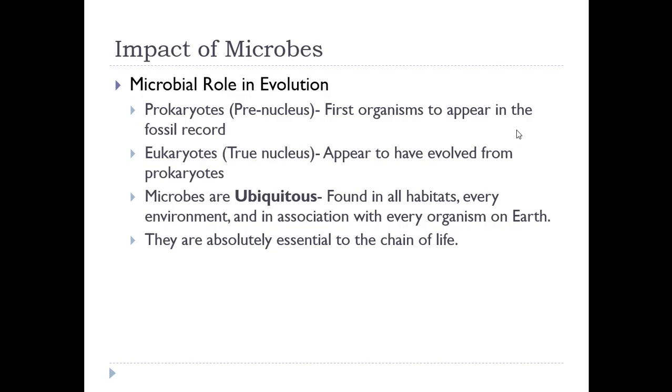Eukaryotes were believed to have evolved from prokaryotes, because a eukaryote has a lot of different organelles with membranes wrapping around them. The theory is that different prokaryotic cells absorbed each other and inherited the functions of the things they absorbed, which became the organelles of the eukaryote. That's just a theory. Microbes are ubiquitous, meaning they're found everywhere, in all habitats and environments. But they're absolutely essential to the chain of life, as well as the circle of life, if you've ever watched The Lion King.